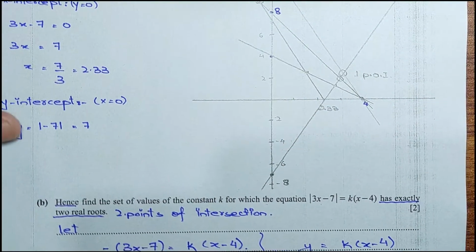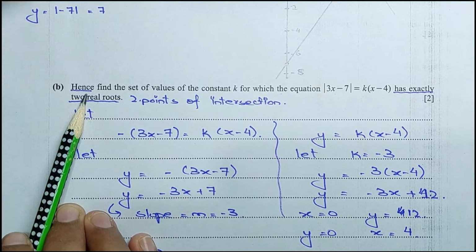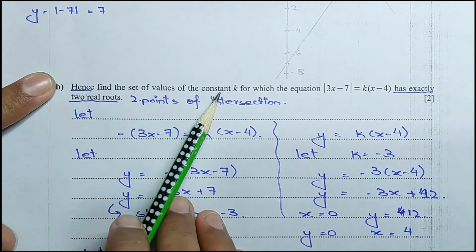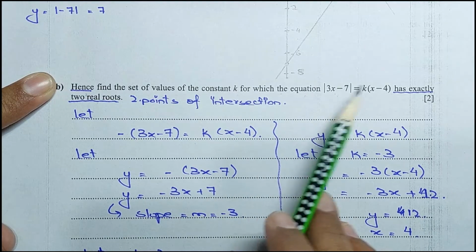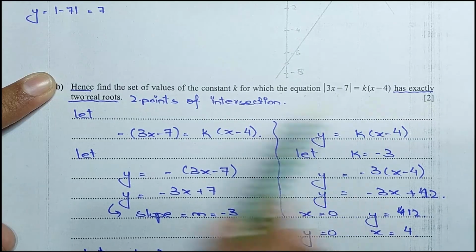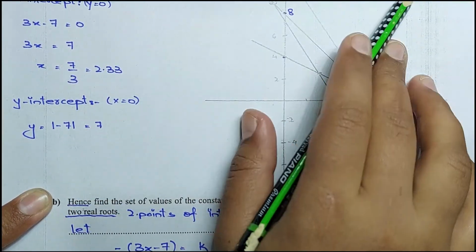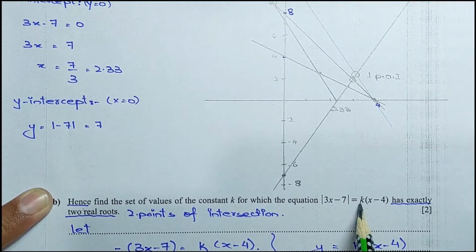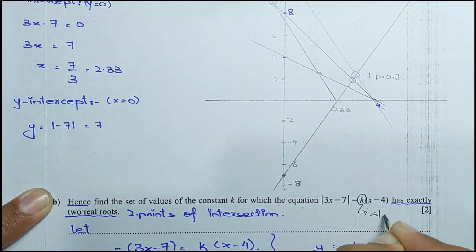So we have to find, with the help of the above part, the set of values of the constant k for which this equation has exactly two real roots. The absolute value function equals k times (x minus 4) has exactly two roots. So k over here is basically a slope, right?